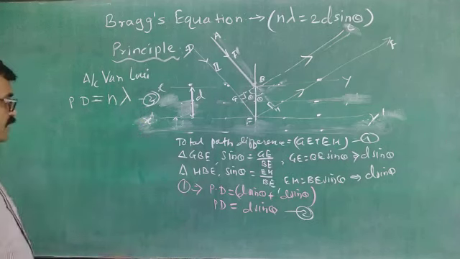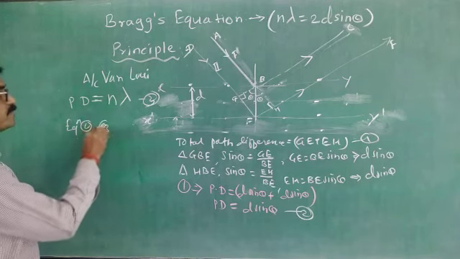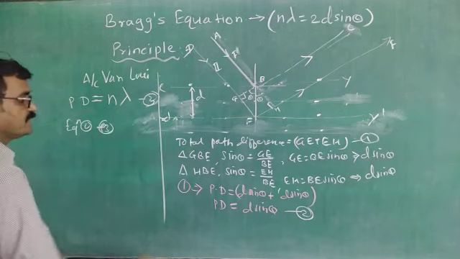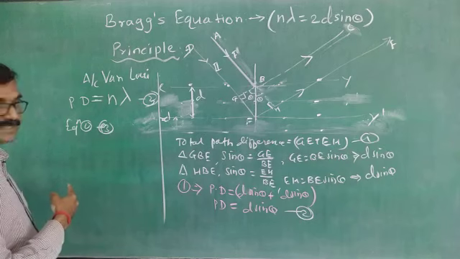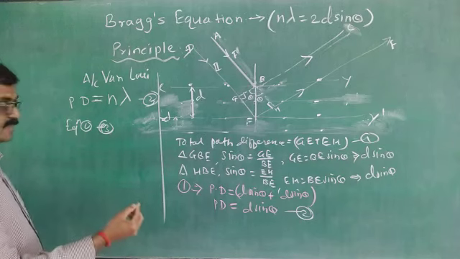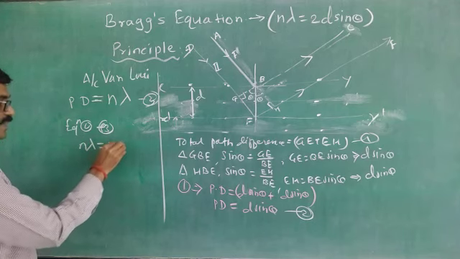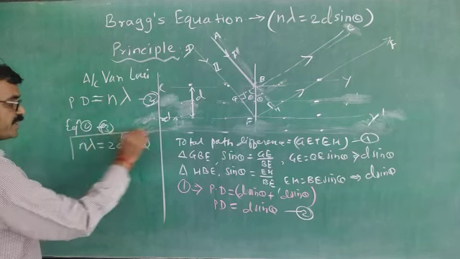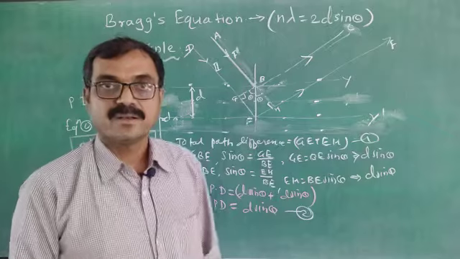Now see equation 2 and 3. In equations 2 and 3, the path difference left hand sides are the same, that is why the right hand sides are also equal, that is why n lambda equals 2d sin theta. And don't forget friends, this is our Bragg's equation.